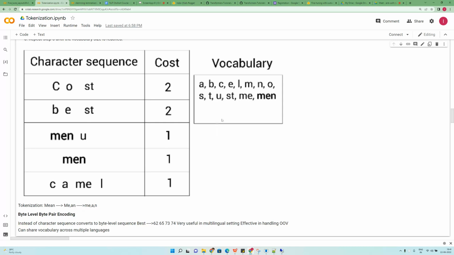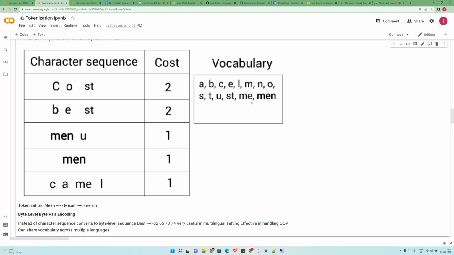Actually, we'll give a unique ID to everything here. Whatever vocabulary you have, each entry will have a unique ID. Then you will look at it. So let's say if "mean" is there, I will just check whether mean is there or not. If the word mean is there, let's say mean had the 20th ID assigned to it, so I will just add 20. If mean is not there, I will divide it into "me" and "an".